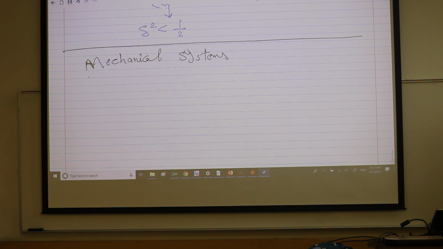So mechanical systems are systems written in this form: M of Q, the S matrix, Q double dot plus Coriolis and centripetal forces equals, maybe you can add a potential, but it's just a function of Q, plus we have our forcing term F of Q, Uj.